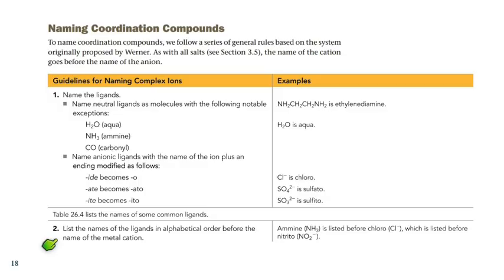Then we're going to list those ligands in alphabetical order by their names. So we put them in alphabetical order because we want to have one best name. We want everybody to come up with the same name. So there's no options in which one you put first. Put them in alphabetical order. So the example here, if you had amine and chloro and nitrito, amine goes first because A comes before C and C comes before N in the alphabet.